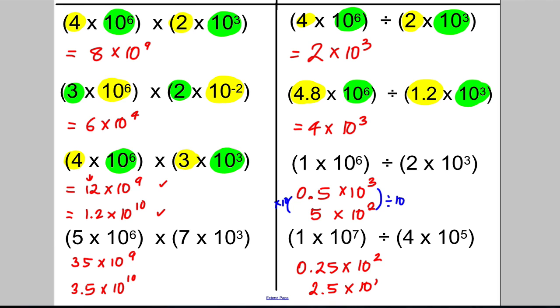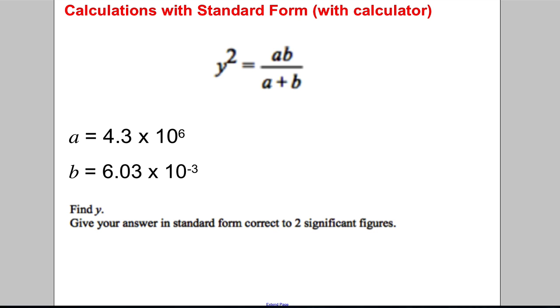Okay, we're nearly at the end then. One last thing we've got to be able to do is do calculations on our calculator with standard form. So let's have a look at this. It's a typical type of question. Right, so we are given that y squared is a multiplied by b divided by a plus b. And we're told what a is in standard form, we're told what b is, and we're asked to find y. Not y squared, remember, y. Then it says give your answer to 2 significant figures. So this is supposed to be a calculator question.